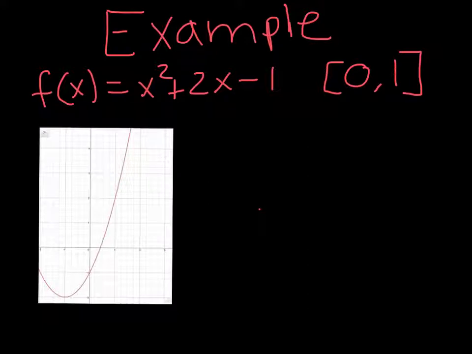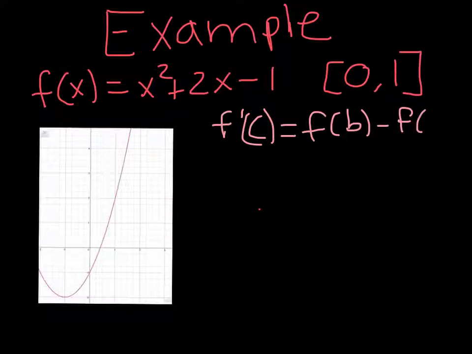So our example is f of x equals x squared plus 2x minus 1 on the interval of 0 to 1. The graph is shown below. So we are going to start by writing f prime of c equals f of b minus f of a all over b minus a.